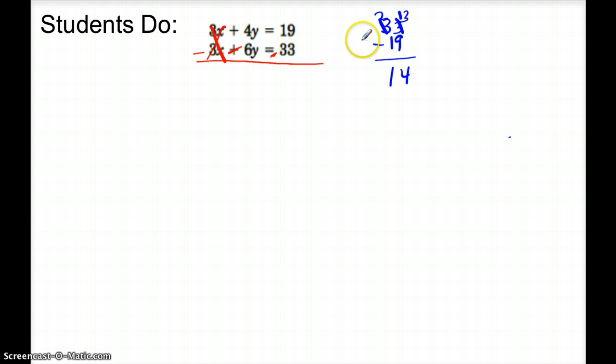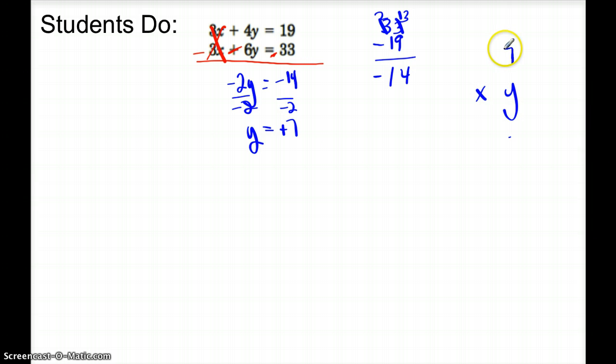Remember, when you subtract these two, the negative is bigger, so I have to take the sign of the bigger or larger number. So this should be negative 14 equals negative 2y. Divide by negative 2 on both sides, so I can isolate the y, solve for y. Y equals positive 7. Now I have an x and I have a y.